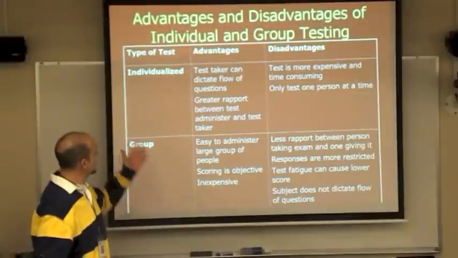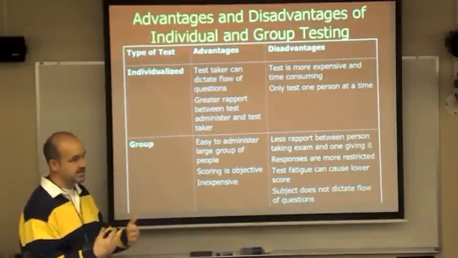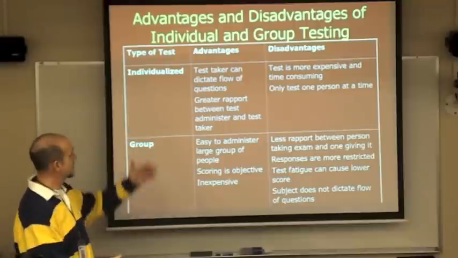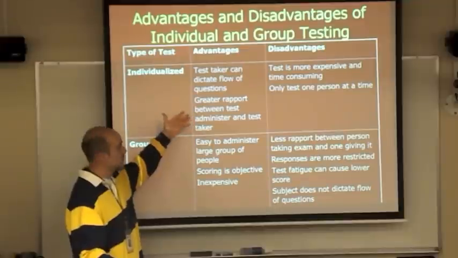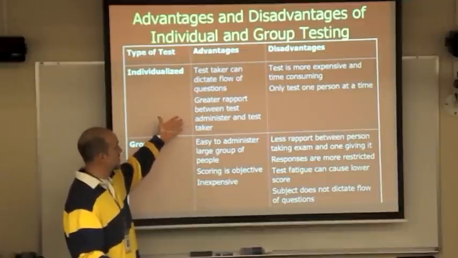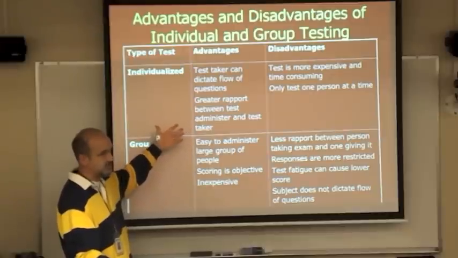Now, some types of tests, with advantages and disadvantages. Individualized tests are obviously given individually to a person. These are the advantages: the test taker can dictate the flow of the questions, in other words, go at their own speed. There's greater rapport between the test administrator and the test taker. So in other words, the test taker can ask questions.